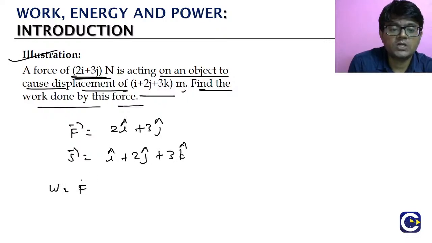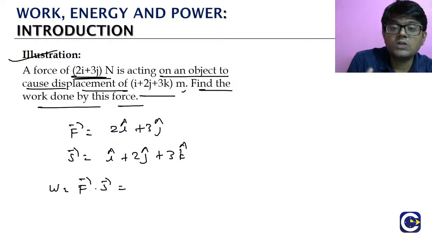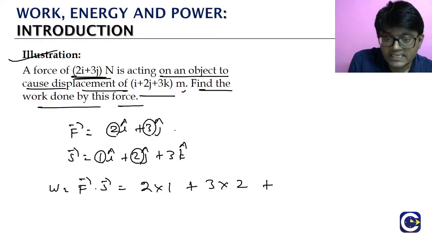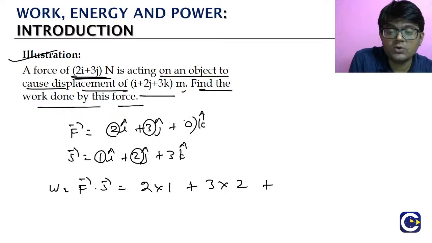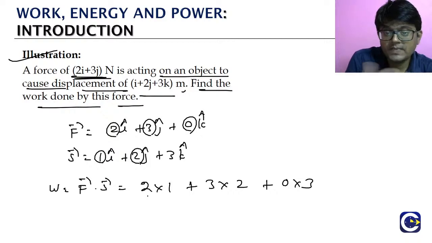So work is given by the dot product between the force vector and the displacement vector. Remember, what is the dot product of two vectors? Here the i component is 2, here the i component is 1. So the product of the i components, plus the j component is 3 and the j component is 2, the product of the j components, plus, here there is no k component, means 0, plus the product of the k components. That is the dot product. For two vectors, the dot product value is the product of the i components plus the product of the j components plus the product of the k components.